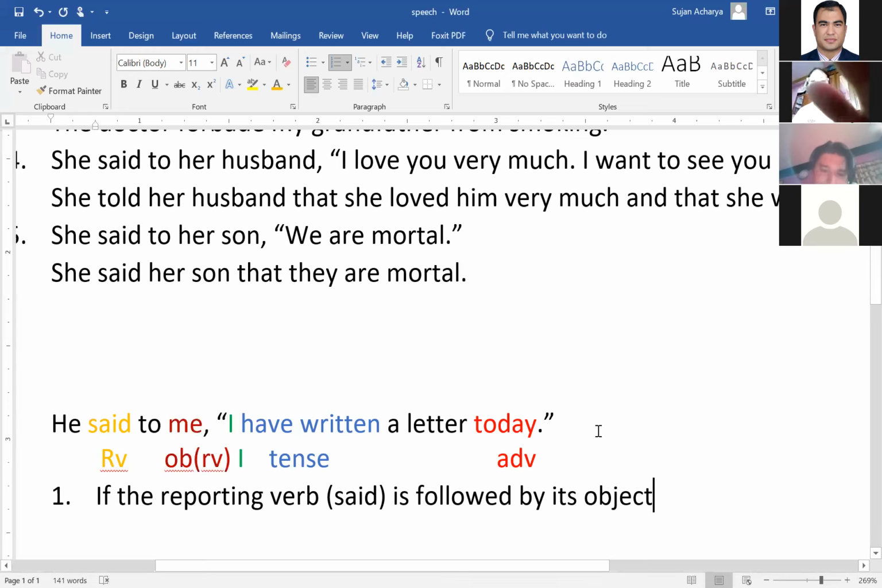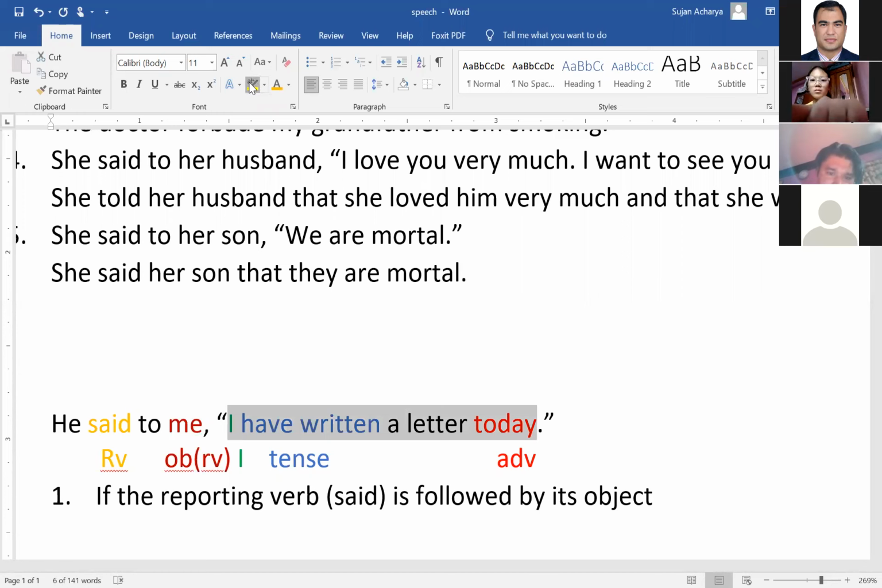And sometimes, the type of sentence in direct speech. Sentence type. One, two, three, four, five, six things that you have to look at. Reporting verb and its tense, object, whether reporting verb is followed by object or not, tense of the sentence, pronoun, and sentence type, what kind of sentence is it, and adverb.